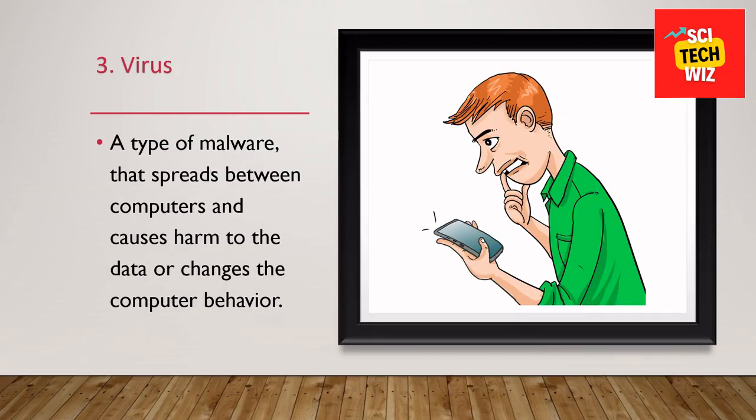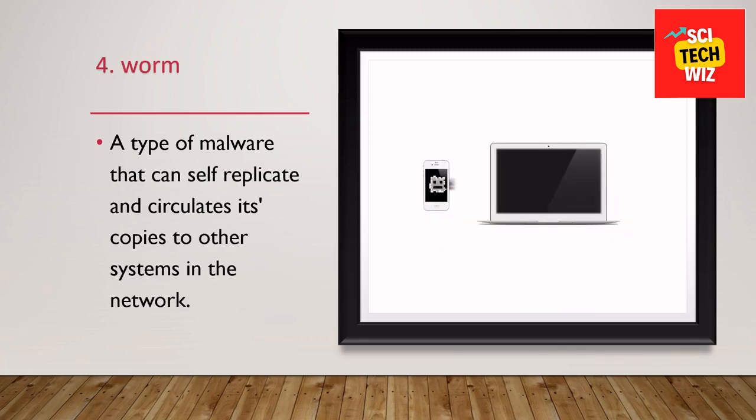Virus. Many times we hear this word, software virus. What's this? It's a type of malware that spreads between computers and causes harm to the data or changes the computer's behavior. Viruses can spread rapidly and cause damage by corrupting or deleting files, disrupting system operations, or stealing sensitive information.